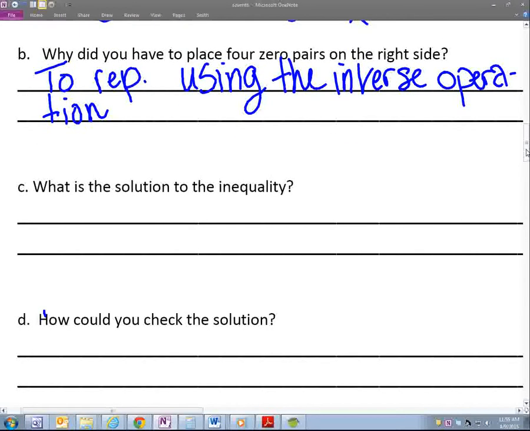So what is the solution to this inequality? What does our scale show? X is greater than -6.